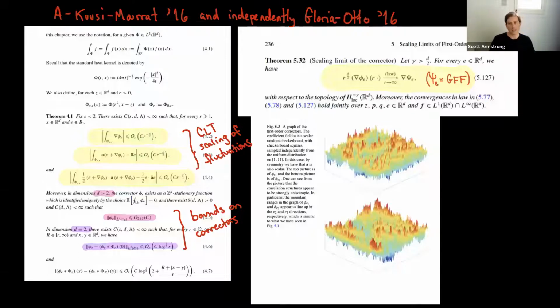But the basic theorem says, okay, you have to decode the notation a little bit, but this phi that looks like the domain of the integral just means that I'm integrating with respect to a heat kernel, dx.